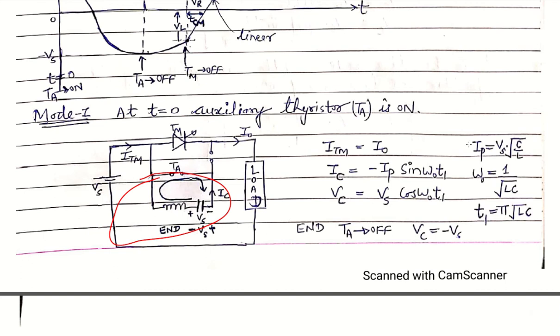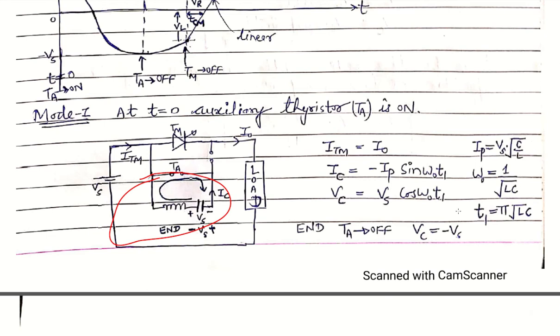IP is the maximum value of this charging current, which is given as Vs into root of C by L. If we simply apply a DC supply to an LC branch, apply the Laplace transform and then the inverse Laplace, we obtain the expression in the LC branch with DC supply equal to IP sine omega naught T, where omega naught equals 1 upon root LC, and IP is the maximum amplitude, equal to Vs under root C by L. These two terms we have to remember.